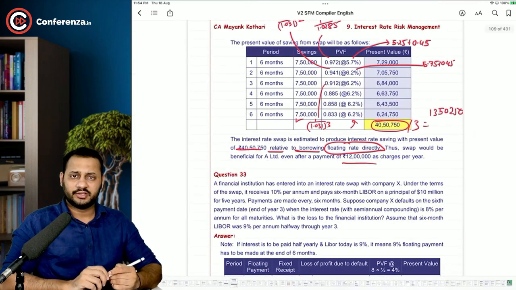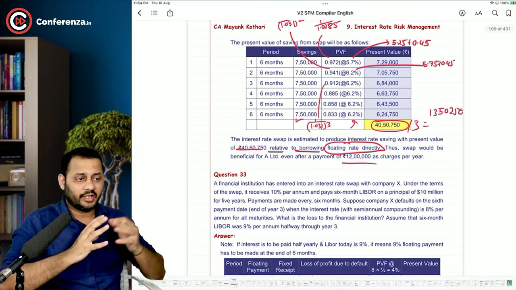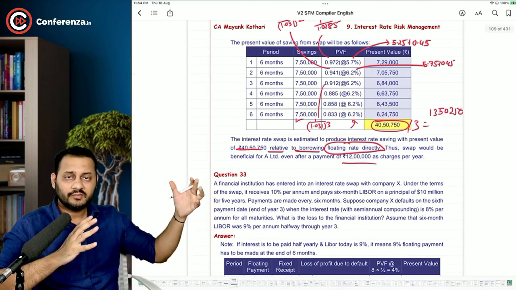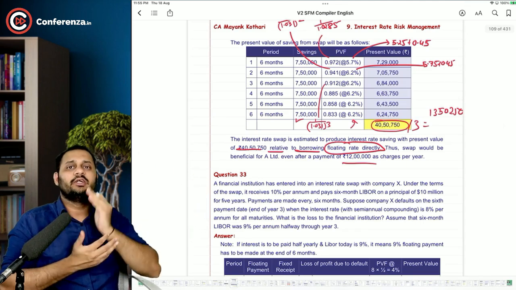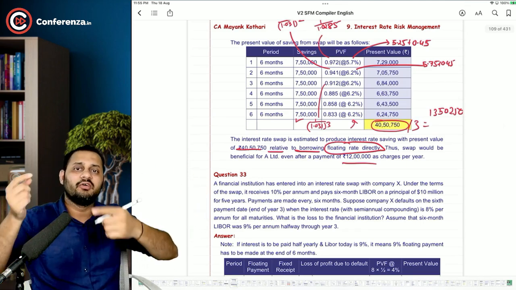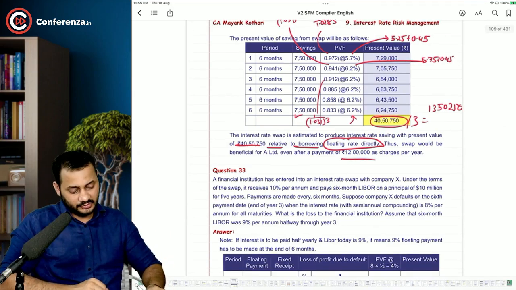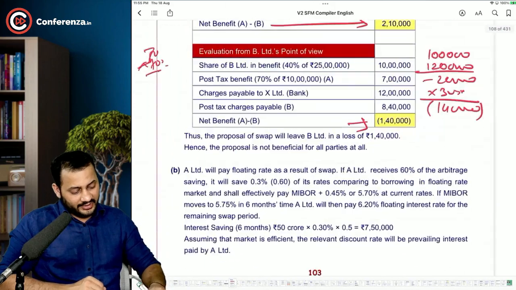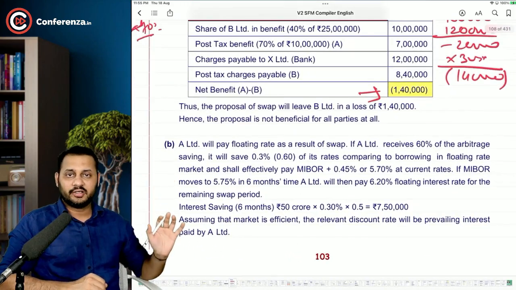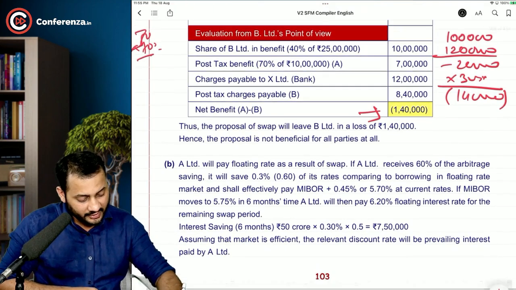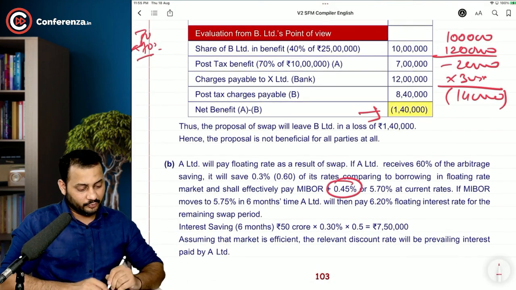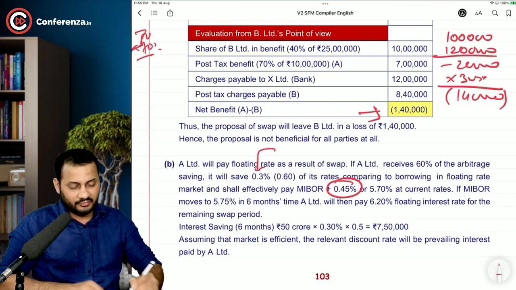I hope you understood it. It's just that whatever savings you have because of the swap, and not directly going to the bank to borrow money, calculate the present value of that at the given market rate. Simple enough. Okay, they have made some calculations here. I have not read this, and it is not at all required. First of all, the only thing which was required is this 0.45, adding 0.45. It means that 0.3 will be our saving.